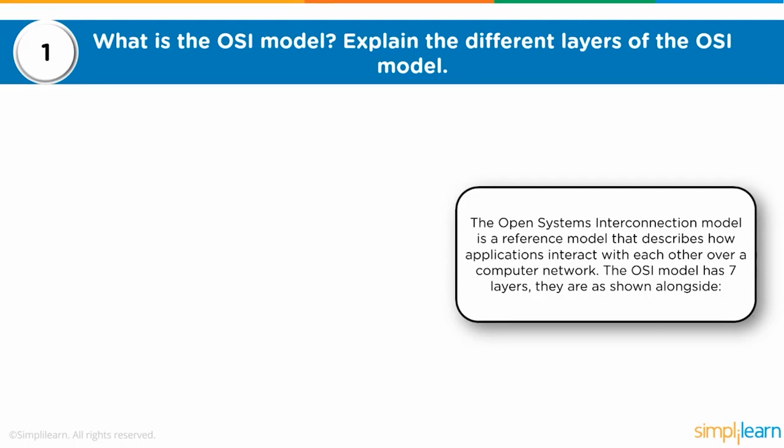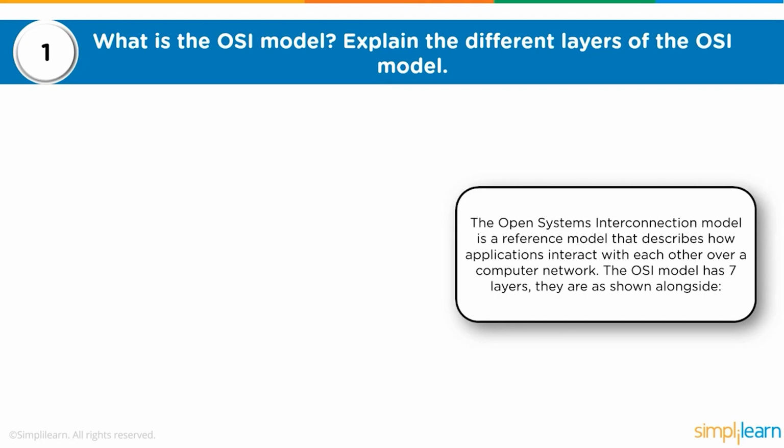Let's start off with question 1. What is the OSI model? Explain the different layers of the OSI model. OSI largely is a theoretical model utilized to understand networking and how data packets are created and how they are being processed by a computer. This is normally used by the TCP/IP, the Transmission Control Protocol over Internet Protocol software suite.